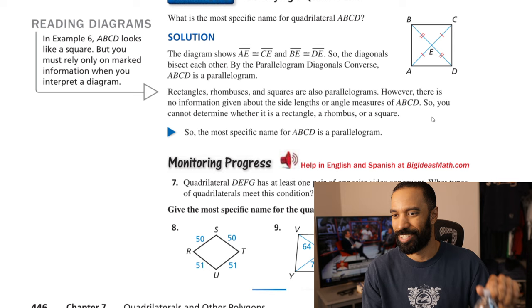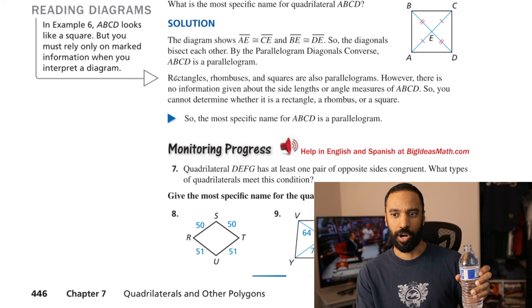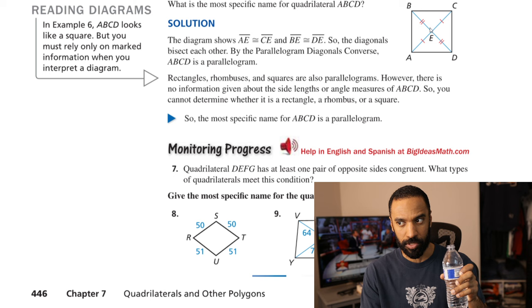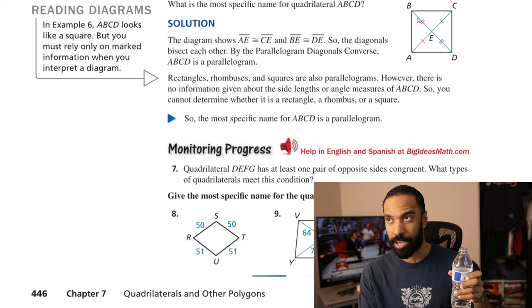Yes, parallelogram. These are also parallelograms, but there's not enough information to say whether they are any of those ones. No right angles, no sets of congruent sides, perpendicular diagonals, diagonals bisecting angles, anything like that.